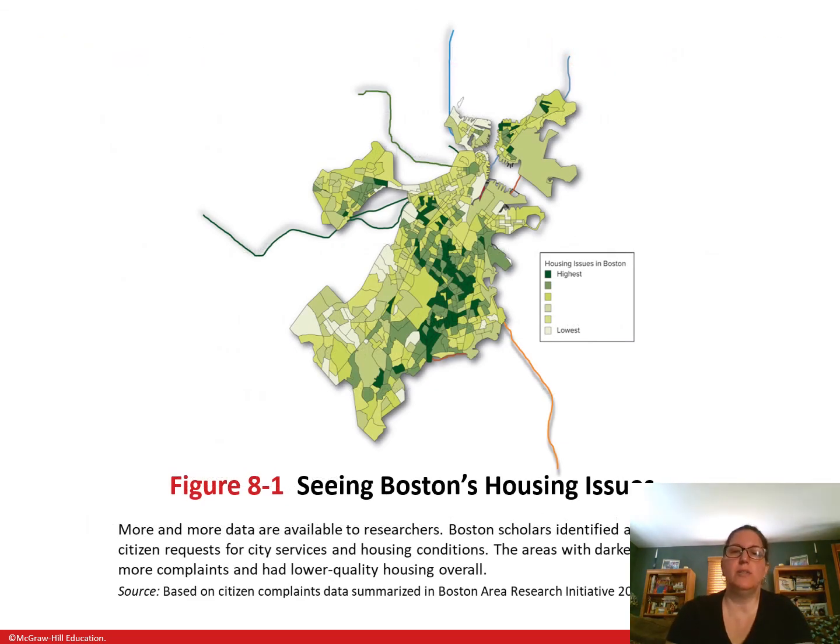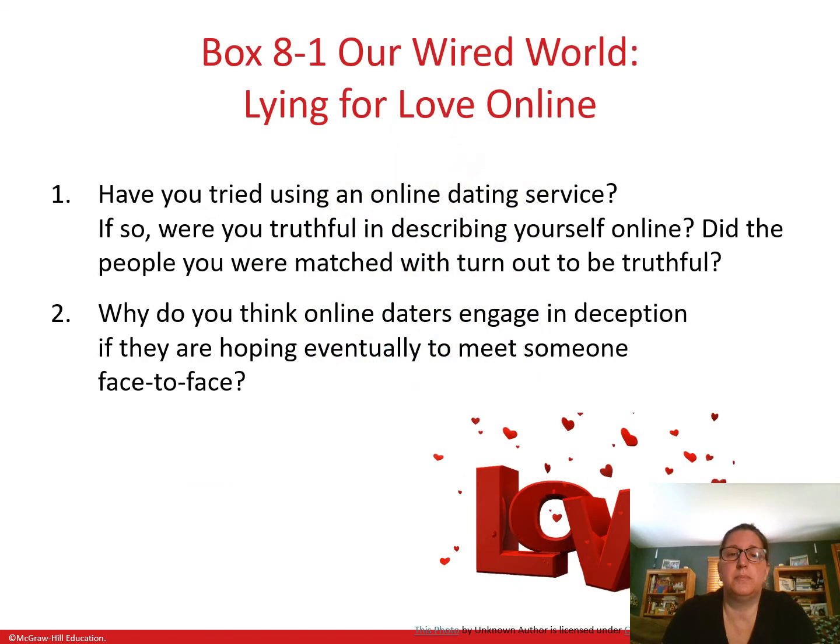Here, again, you can see how the data is then put out visually in terms of a map. Housing issues, where it's highest, is the dark green, and you can see where it's concentrated. So it helps researchers pinpoint where they need to provide assistance.